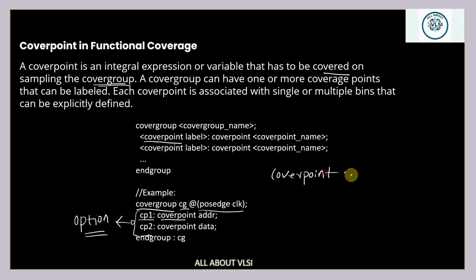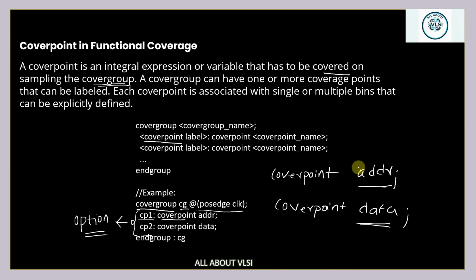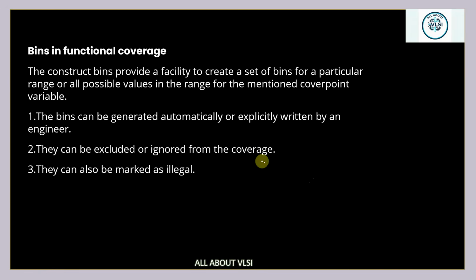Then what happens, you are going to look into this address, whether it has all the possible values or not, and you're going to look into this data, whether it has all the possible values or not. The coverage model is going to check it and give us the result. Now let us try to understand how it is checking and on what basis it is giving the results. It is basically using something known as bins.